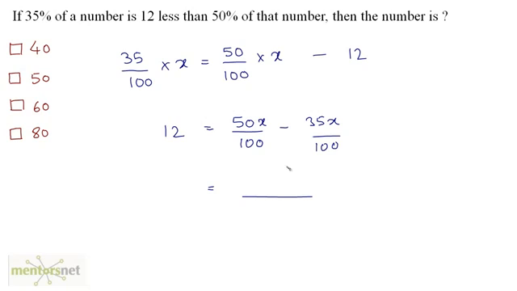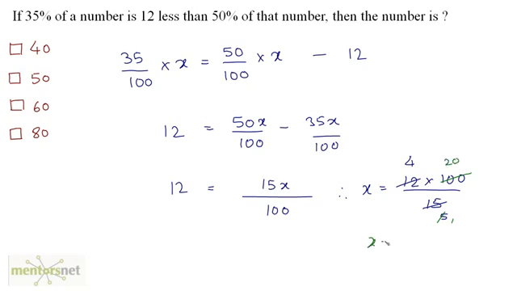So the denominator is common, so denominator is 100. 50 minus 35 is 15. So I write 15x is equal to 12. So therefore x is equal to 12 times 100 divided by 15. Let's divide the numerator and denominator by 3. So 3 4s are 12, 3 5s are 15. Now 5 ones are 5, and 5 20s are 100. So x is equal to 4 times 20, which is 80. So we have the answer as option D.